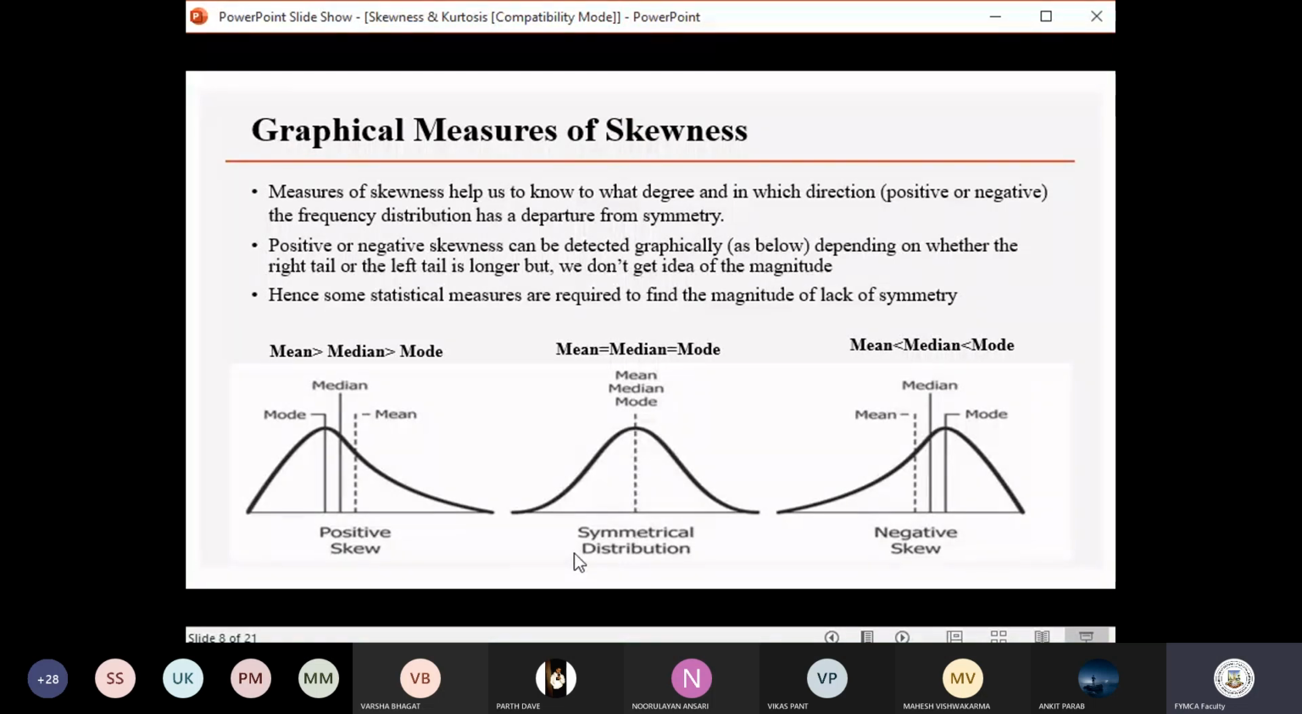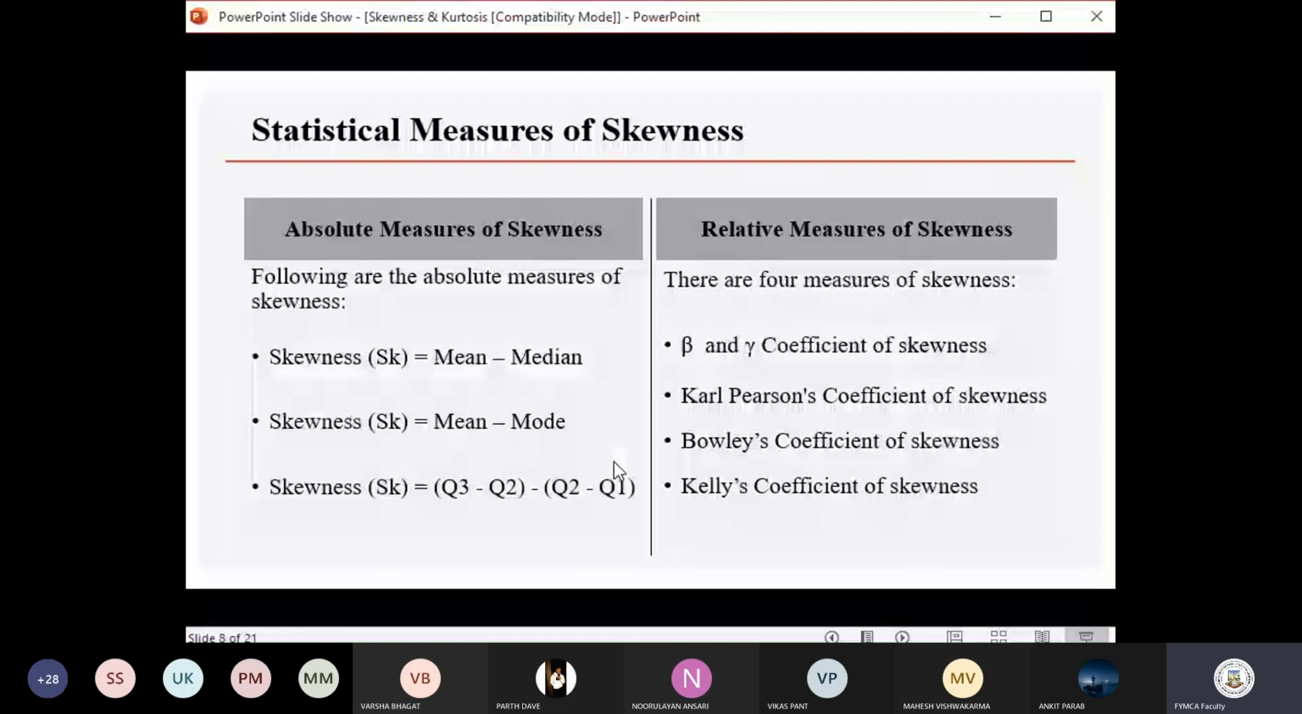So you can see the combined graphical structure. This is the central, symmetric distribution, and on the left hand side you can see the positive skewness, and on the right hand side you can see the negative skewness. So by this type of graphical structure you can understand the skewness. Now, what types of measures do you have to calculate the skewness? You have the absolute measure of skewness and the relative measure of skewness. Take a look at these values.